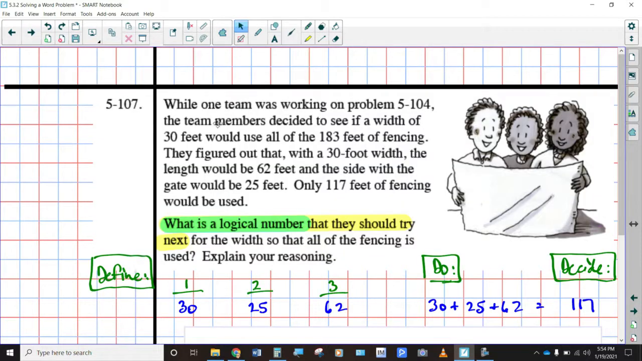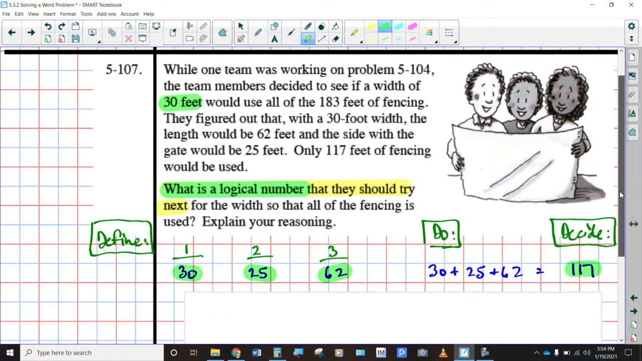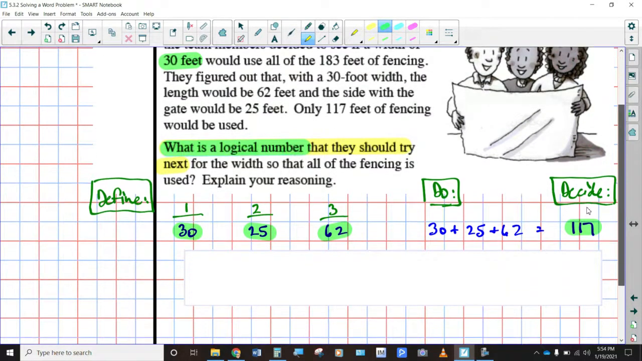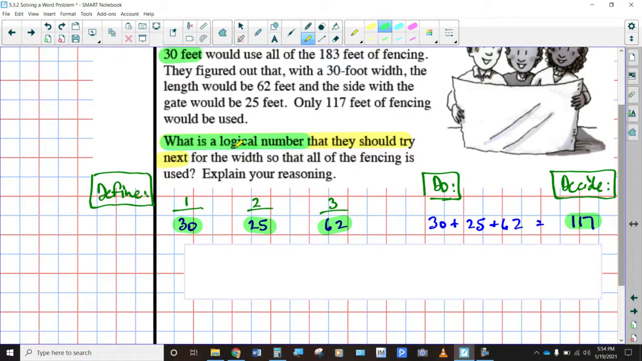All right. So back to the problem. While one team was working on problem 104, the team members decided to see if a width of 30 would work. Okay, so they plugged in the number 30 here, which meant that side 2 had to be 25 and side 3 had to be 62. When they did that, they added all together and got 117 for their length of the total fence. So the question is, what is a logical number that they should try next?